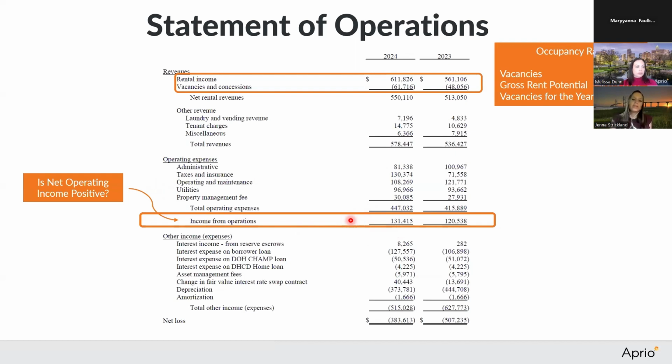And then again, you have your other income, which you can see here is the interest income, interest expense, some asset management fees, depreciation and amortization. Those really are below the line and something that many stakeholders aren't super focused on when they're looking at the income statement. The focus is really going to be on that income from operations.